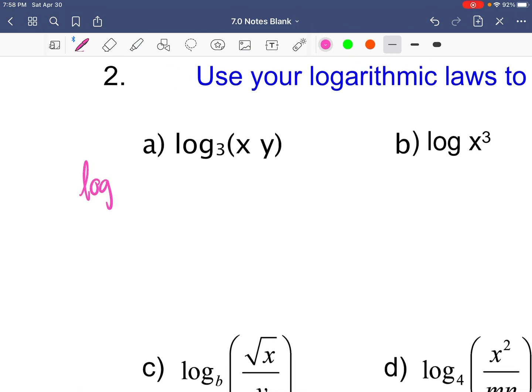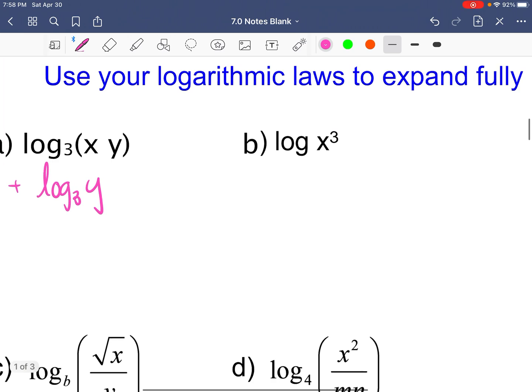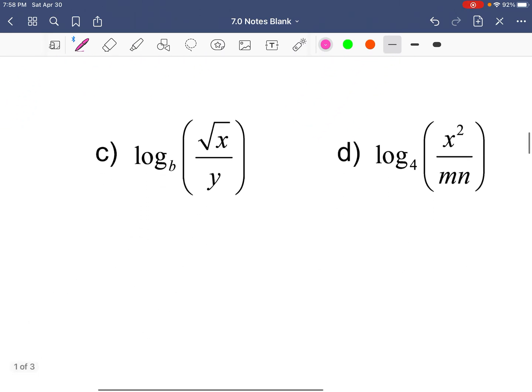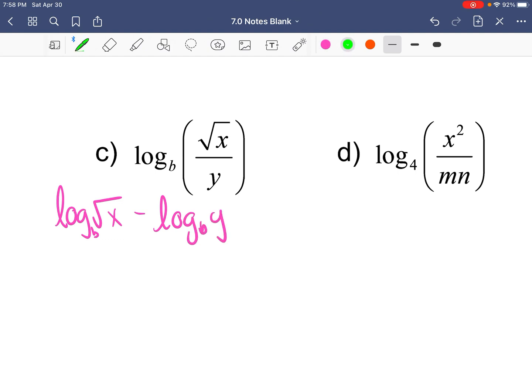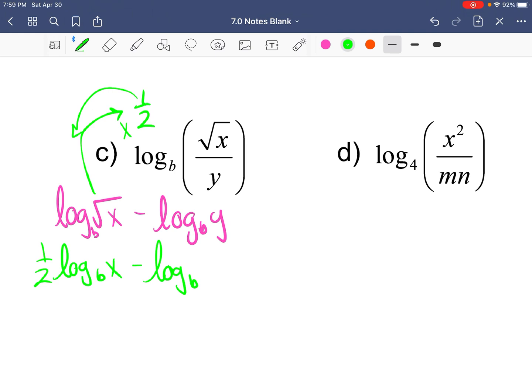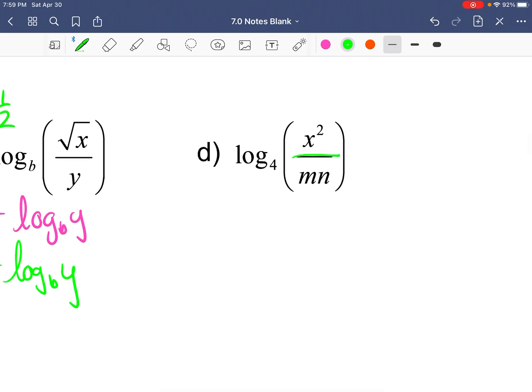Expanding fully, so when we are multiplying, we are really adding. Log base b of x plus log base b of y. When we've got an exponent, it goes out front, 3 log x. For this one, we are dividing, so log square root x minus log base b of y. Remember that a radical is really to the power of 1/2. So if we move that power out front, 1/2 log base b of x minus log base b of y, that would be our final answer.